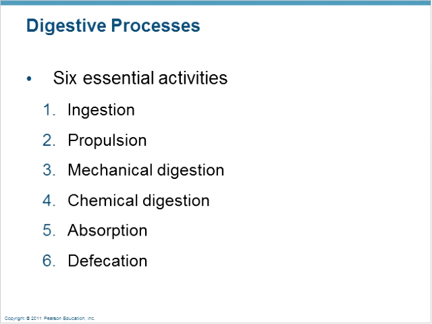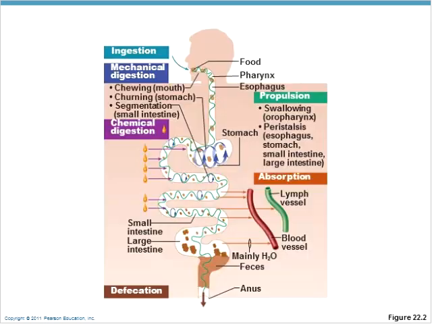There are six essential activities in the digestive process. They include ingestion, the propulsion of the food, mechanical digestion, the actual grinding up of the food, chemical digestion, where chemicals and enzymes are brought into the chyme, the mixture of the food, and help break it down chemically, absorption of the nutrients, and then finally defecation of the after products.